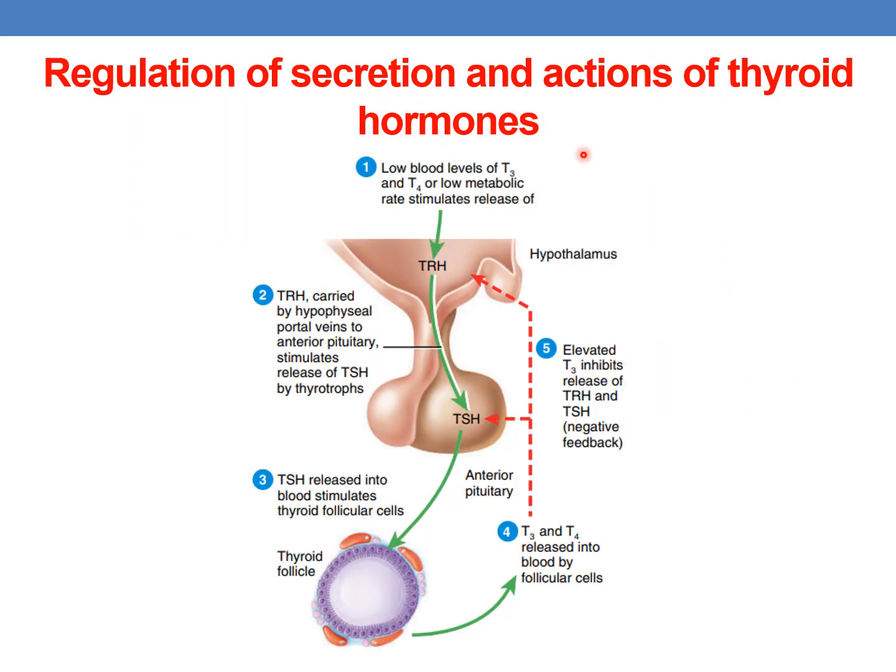Here you can see the regulation of secretion and actions of thyroid hormones. The first step is low levels of T3 and T4 or low metabolic rate stimulate the release of TRH. Once the TRH is released from the hypothalamus, this TRH stimulates thyroid stimulating hormone, and this thyroid stimulating hormone released into the bloodstream stimulates the thyroid follicular cells. These thyroid follicular cells synthesize T3 and T4, which are released into the blood. And an elevated T3 inhibits the release of TRH and TSH, thereby decreasing the release of T3 and T4.